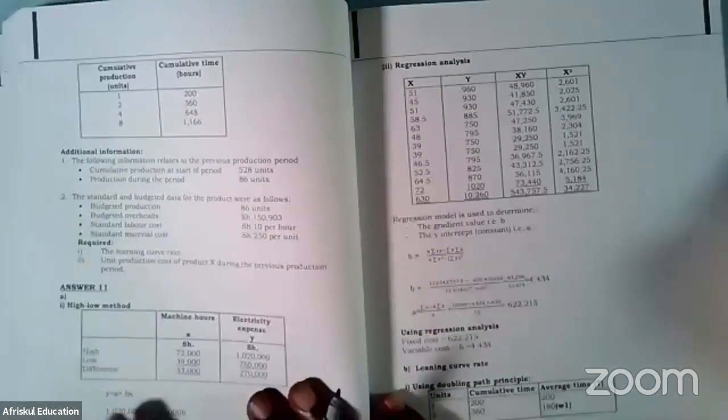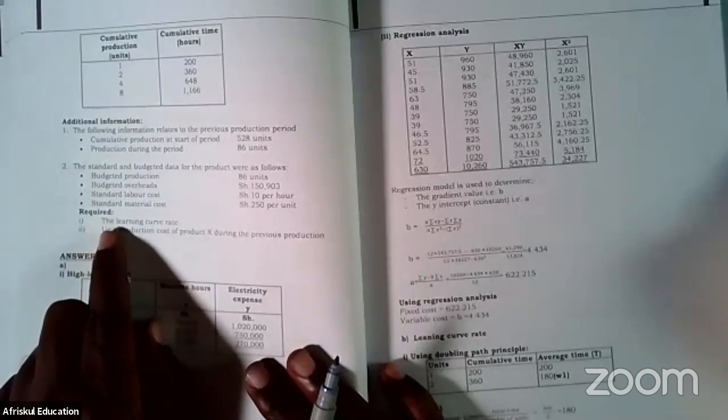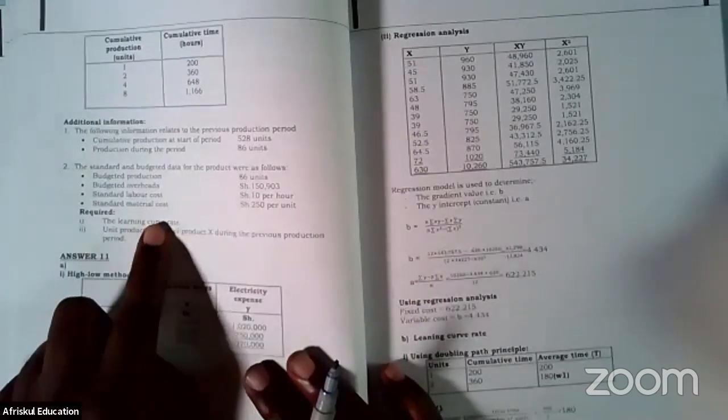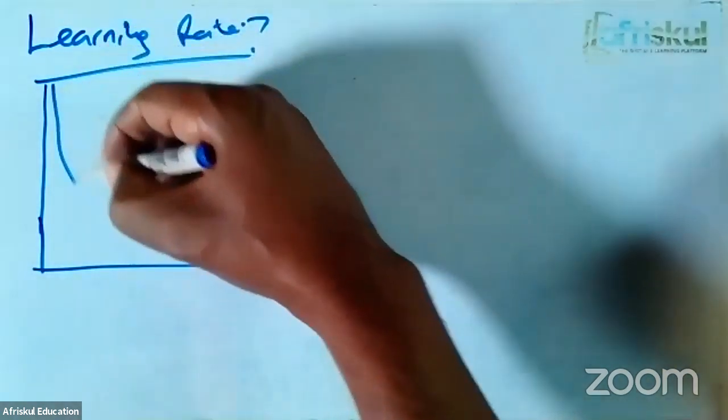You can see straight away in this requirement, they want us to give them the learning curve rate. So for the learning curve rate, there are so many ways you could make use of to calculate it. One of the very best ways being what we call the doubling path principle.